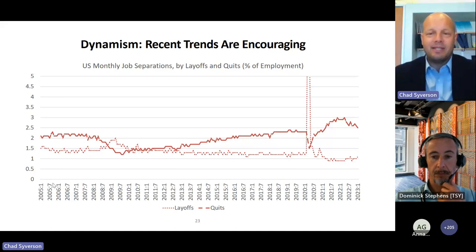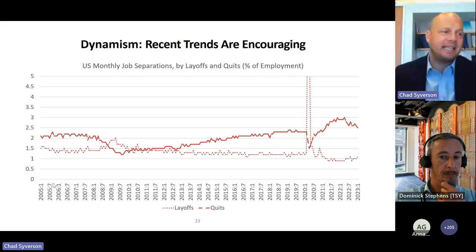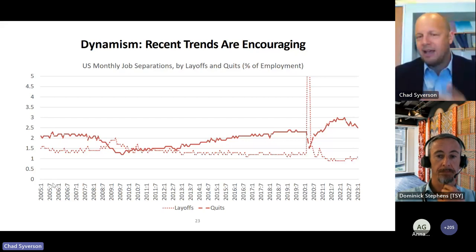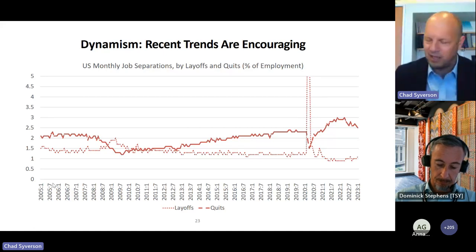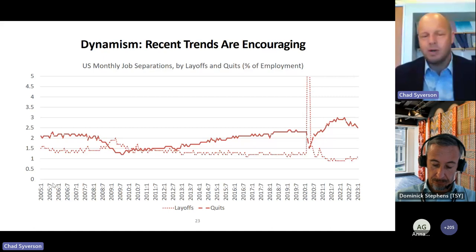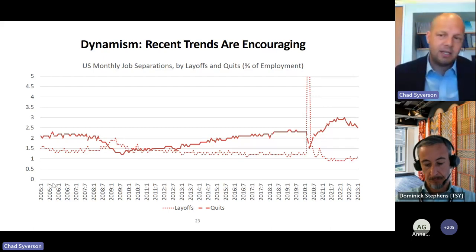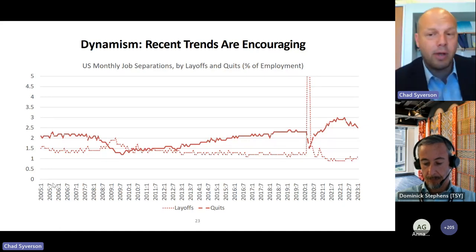And indeed, what's been going on is the opposite. The quit to layoff ratio is as high as it's ever been. I find this encouraging because quits are voluntary departures from a job. Layoffs are involuntary departures. So it means workers are choosing to leave their job. They are not, by and large, going into unemployment or out of the labor force. They're going and taking other jobs after they quit.